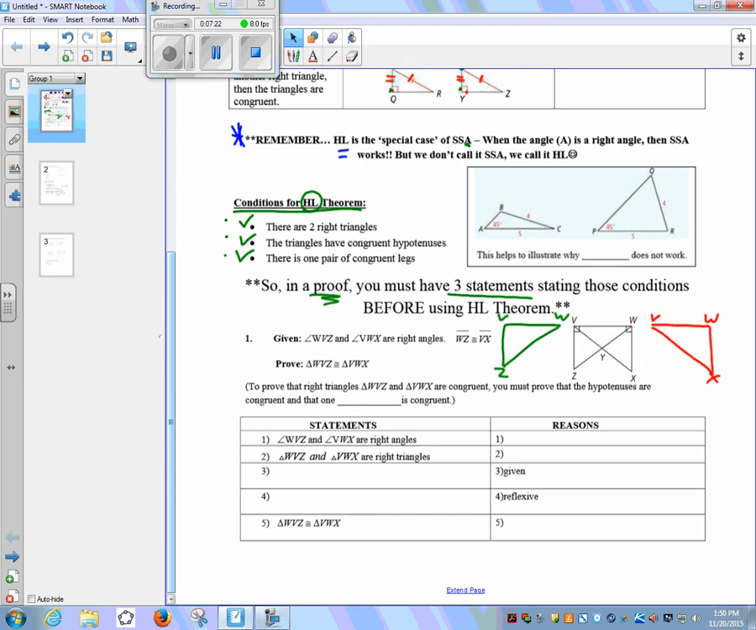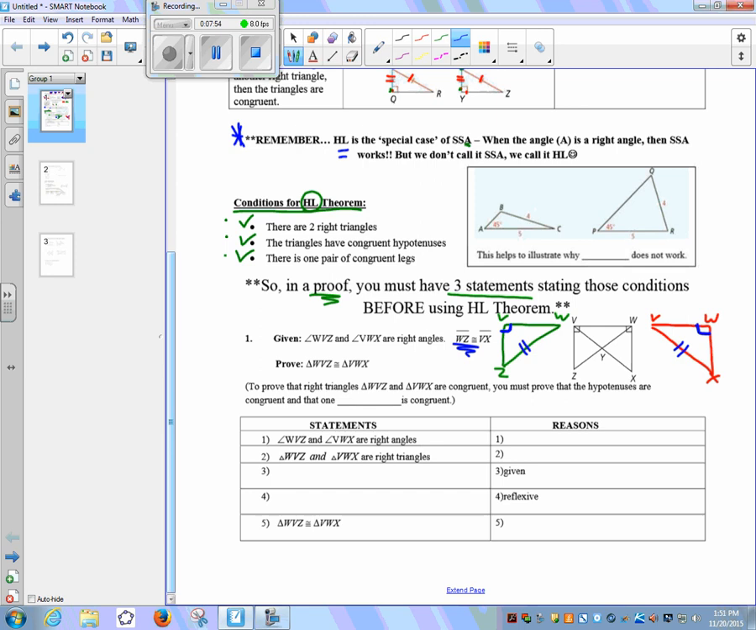When they overlap like that, it's a good idea to draw them separately. Remembering that if they overlap, they do share a side. So we'll talk about that in a minute. Okay. So what we are told is that WVZ and VWX are right angles. So we're going to mark those two right angles. We also know that WZ is congruent to VX. So we have to mark those as congruent.